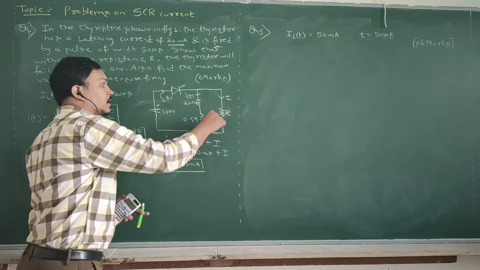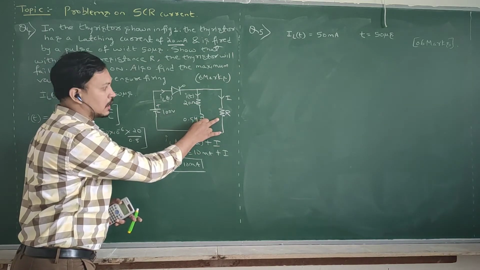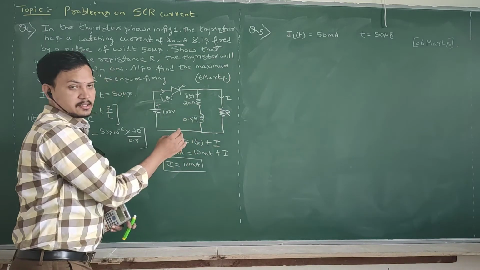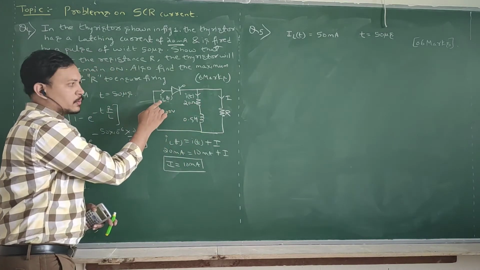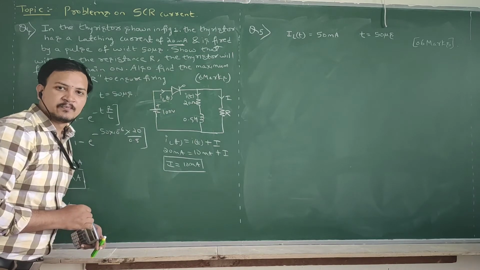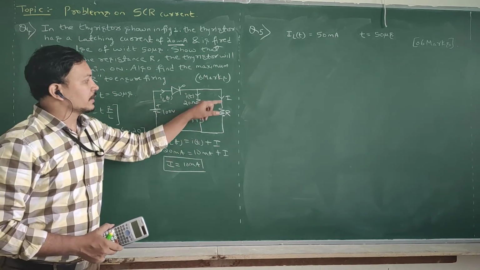So I want to pass 10 milliampere, remaining 10 milliampere, in the external resistance R. That is called the shunting resistance. If I pass 10 milliampere current here, 10 plus 10 is 20. So 20 milliampere is sufficient to turn on the SCR. Got it? So we got the current flowing in that particular resistance.